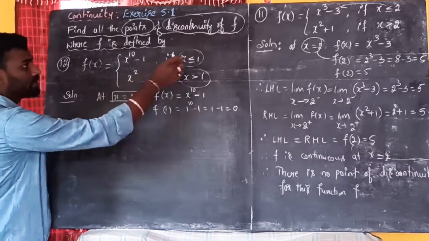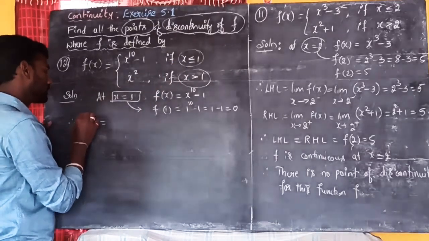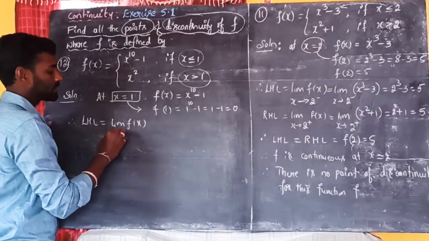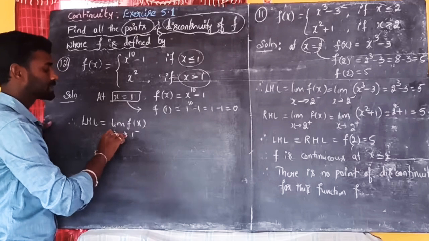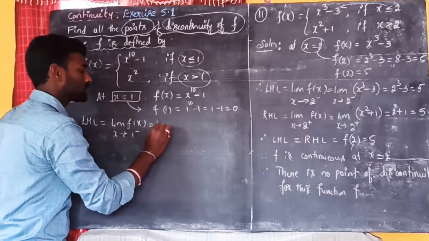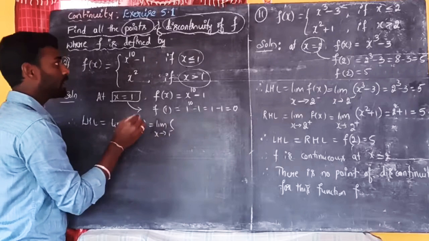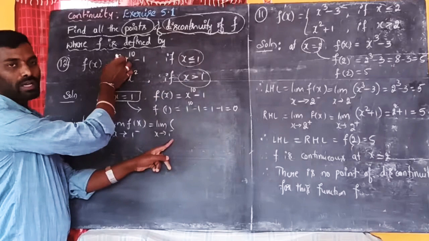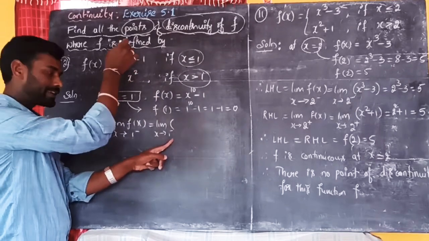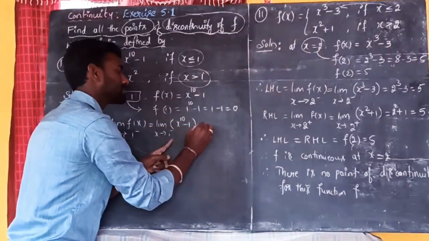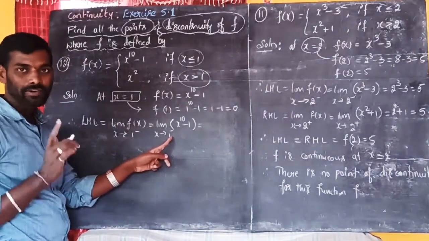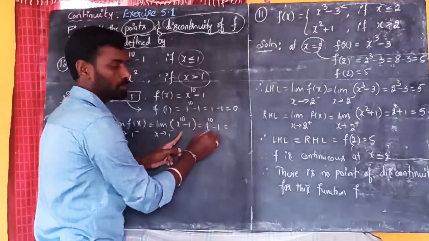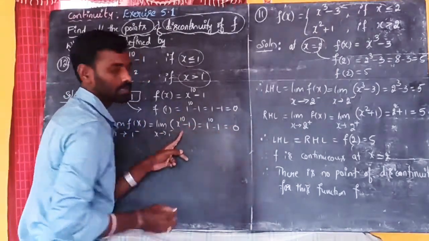Now this function involves inequality, so consider left hand limit and right hand limit. Left hand limit is equal to limit of f of x as x tends to 1 minus. 1 minus means the function which is less than 1. The function which is less than 1 is x to the power of 10 minus 1. If you substitute the limit as 1, this becomes 1 to the power of 10 minus 1. 1 power 10 is 1, 1 minus 1 is 0 only.